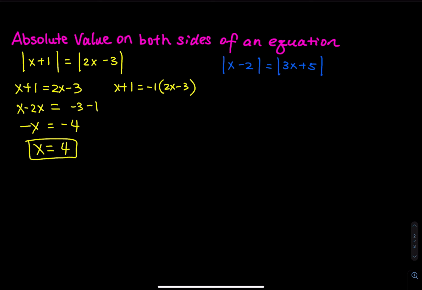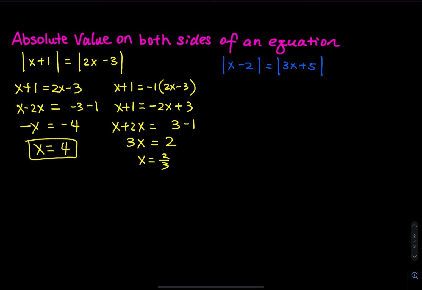And then on the other side, you distribute the negative 1, which equals negative 2x plus 3. And then you add 2x on both sides, x plus 2x, and then subtract 1 on both sides, 3 minus 1. This is 3x, this is 2, and then x equals 2 over 3. That's the second equation. So when you do the plug-in, you have 2 over 3 plus 1, and then versus 2 times 2 over 3 minus 3, and then this side will be 5 over 3, and then this side will be 4 over 3 minus 9 over 3.